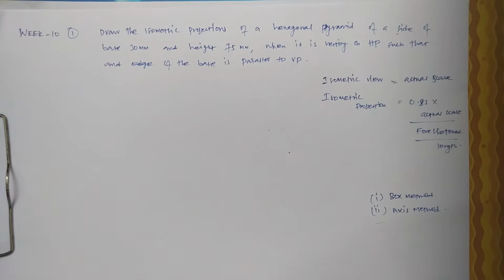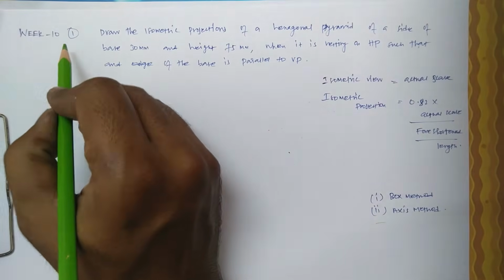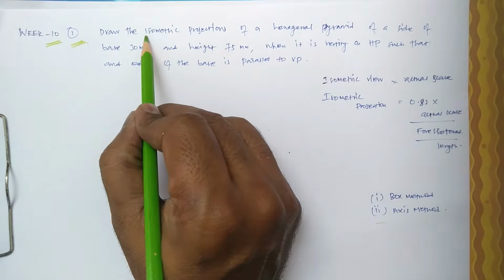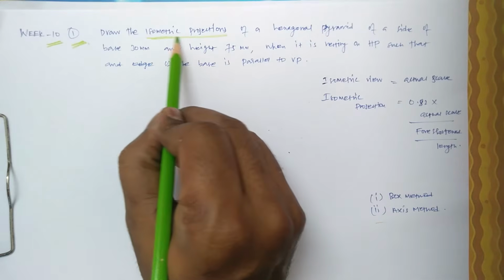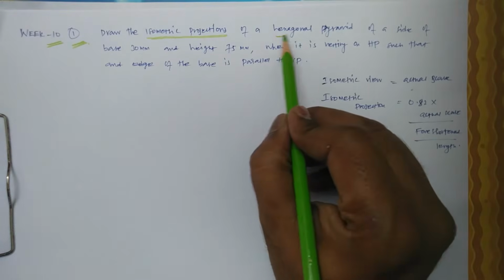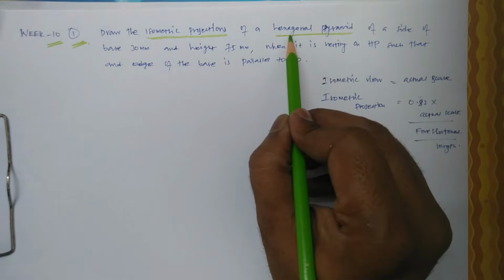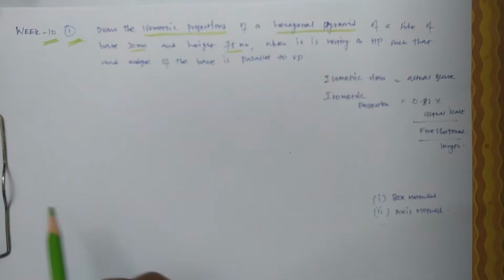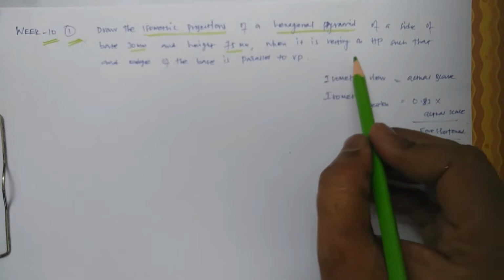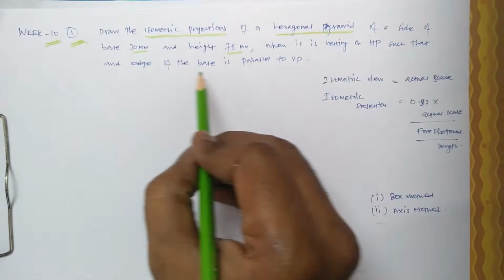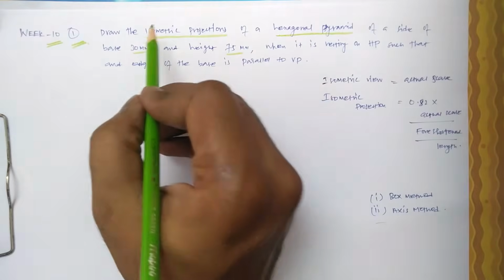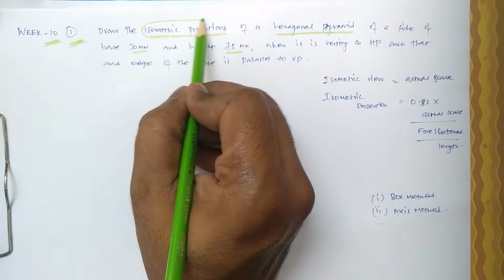Hello students, this class we will discuss week number 10, problem number 1. Draw the isometric projection of a hexagonal pyramid whose base sides are 30 mm and height is 75 mm, resting on HP such that an edge of the base is parallel to PP. We can make the simple position, but here we are just going to make the isometric projection.